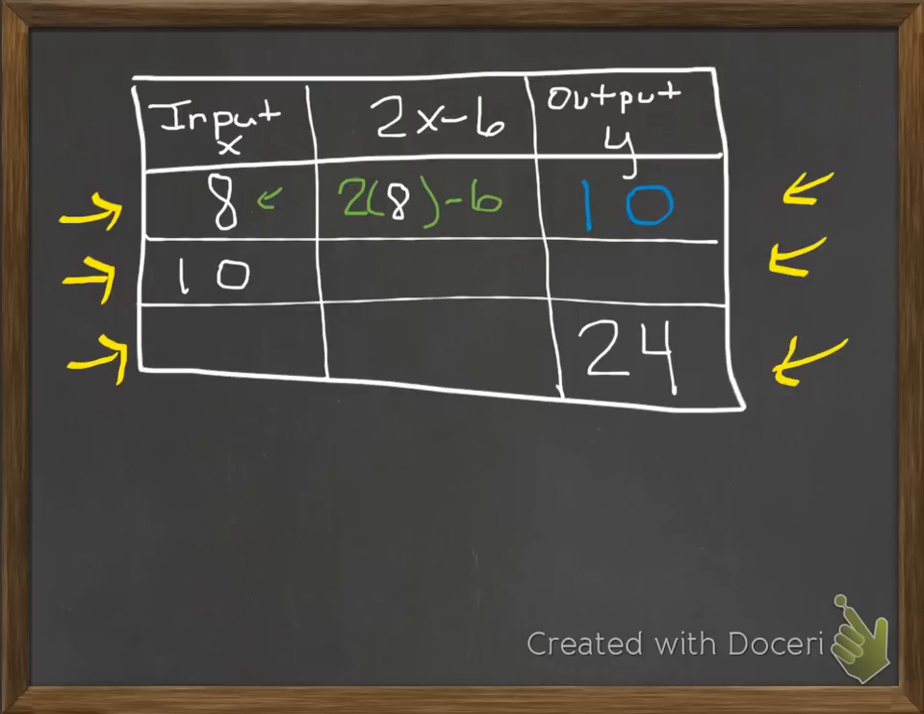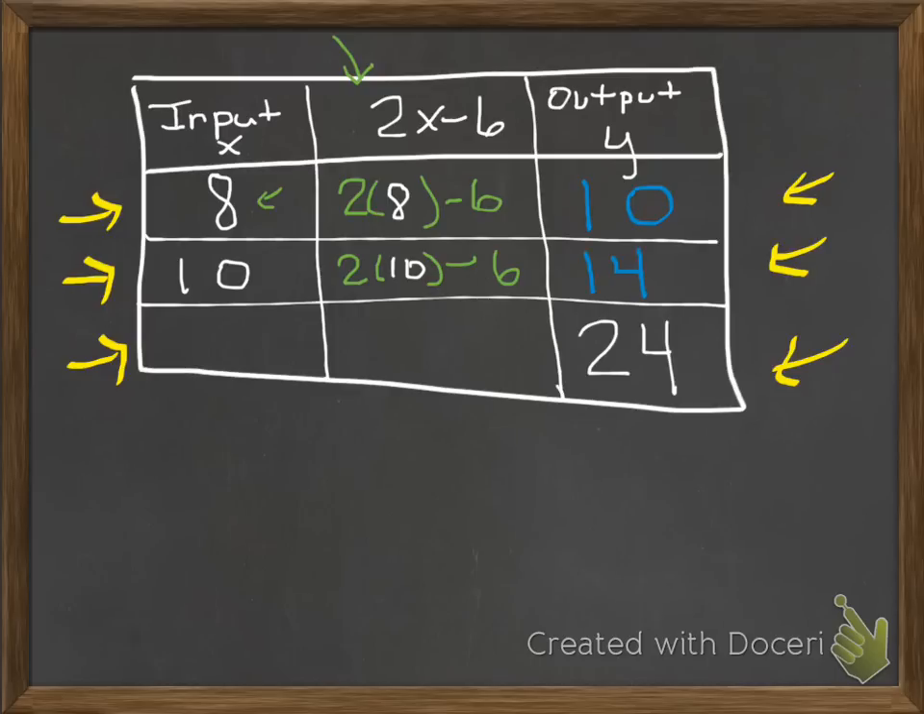Okay, now let's look at 10. So we're going to have 2 times, let's go ahead and substitute our 10 right there, minus 6. Now remember, all of that comes from directly up here. We don't change anything except what we have in here for x. So now 2 times 10 is 20, minus 6 gives us 14. So we're going to put that right there.